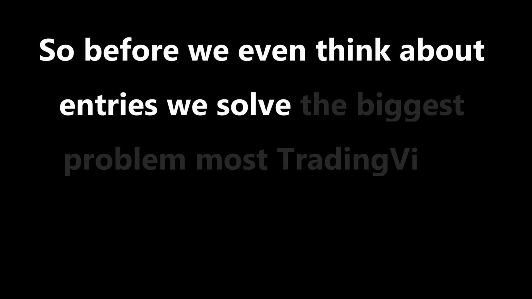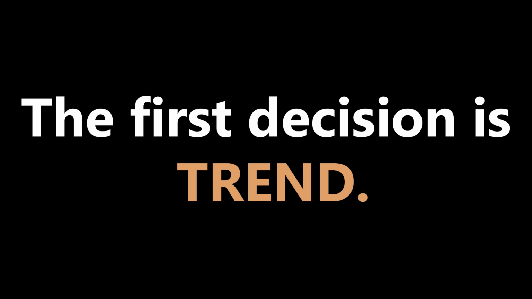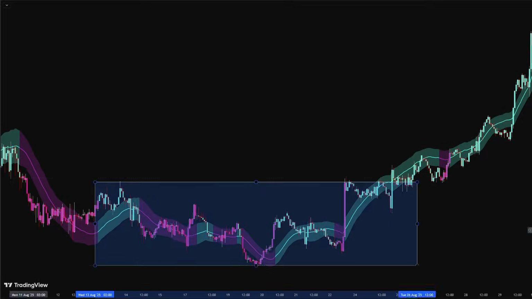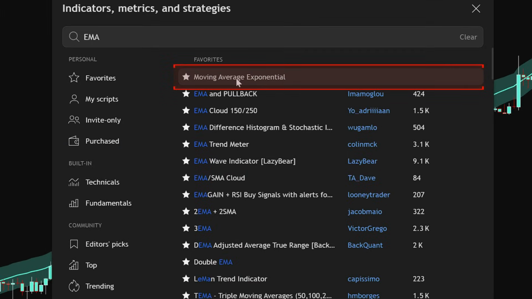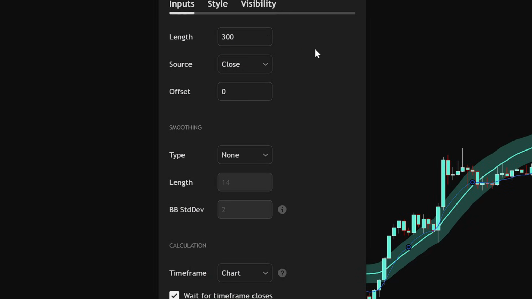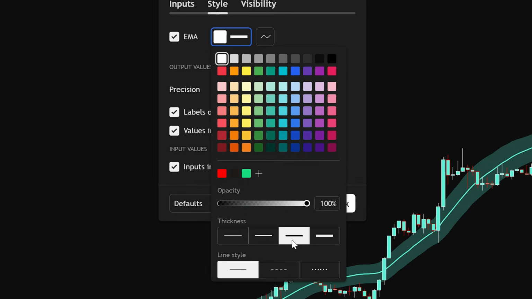So before we even think about entries, we solve the biggest problem most TradingView strategies fail at: direction. In every scalping, day trading, or swing trading strategy, the first decision is trend. If you get that wrong, everything after it collapses. To keep this simple and consistent, we use a 300 exponential moving average indicator. It doesn't matter what market you trade or what time frame you're on. Here's the rule. And this alone removes a huge percentage of losing trades.